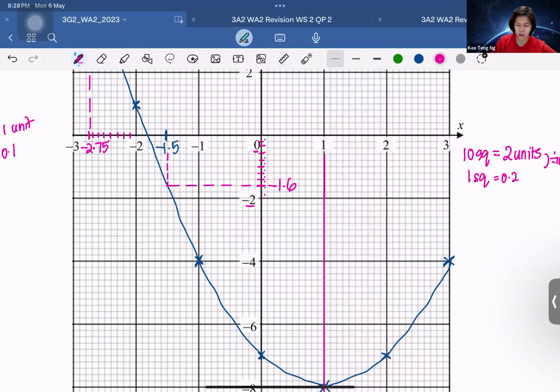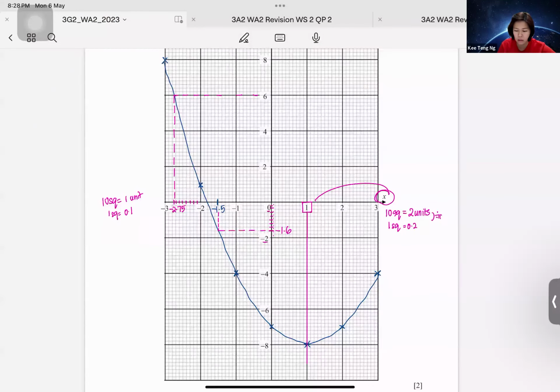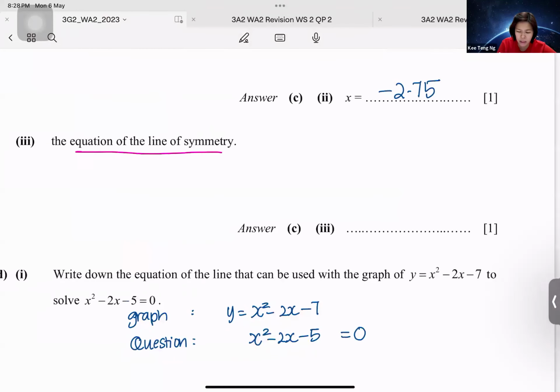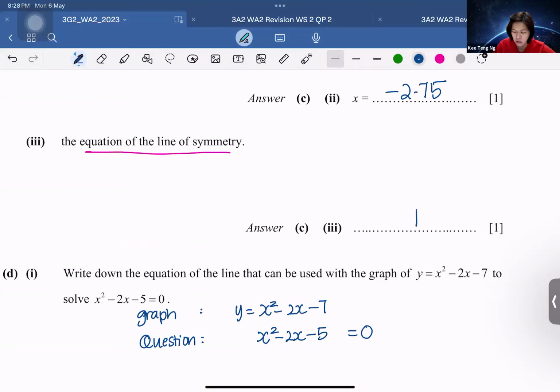X equals to the number 1. This is on my x-axis, right? So it's just the equation x equals to 1. A lot of students write the answer 1, but 1 is not an equation. 1 is a number. It cuts the x-axis. So you have to write x equals to 1. You must have this x equals to as a number. Is it okay so far?